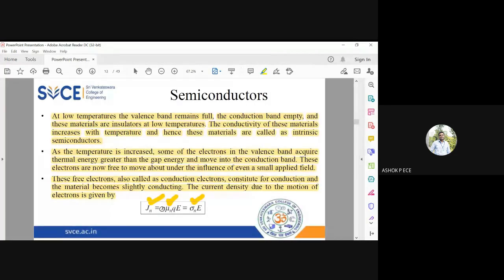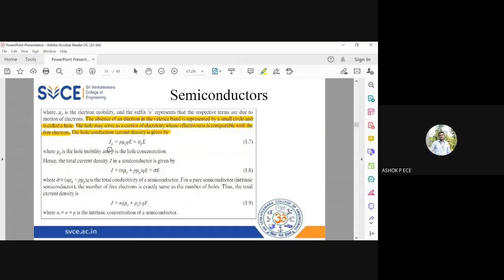Everything is the same. Wherever you have n, you have to put p. So Jn equals n into mu n into q into E, which is sigma n into E. What should be Jp? Jp is equal to p into mu p into q into E. So p into mu p into q is going to be sigma p. So Jp equals sigma p into E.